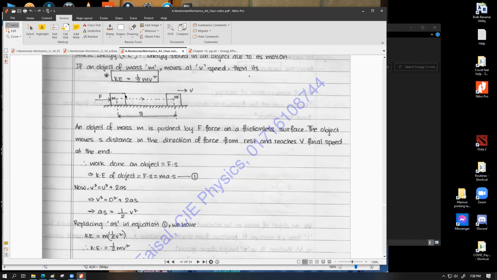We are assuming that this object was stationary, and we applied a force F on the object as long as the object was moving over the distance of S. We have maintained the applied force F onto the object. It's not that we have just pushed the object with force F and then the object is moving on its own. No, we keep on applying the force F over the distance S. So the total work done on the object will be force into distance covered, that is F into S.